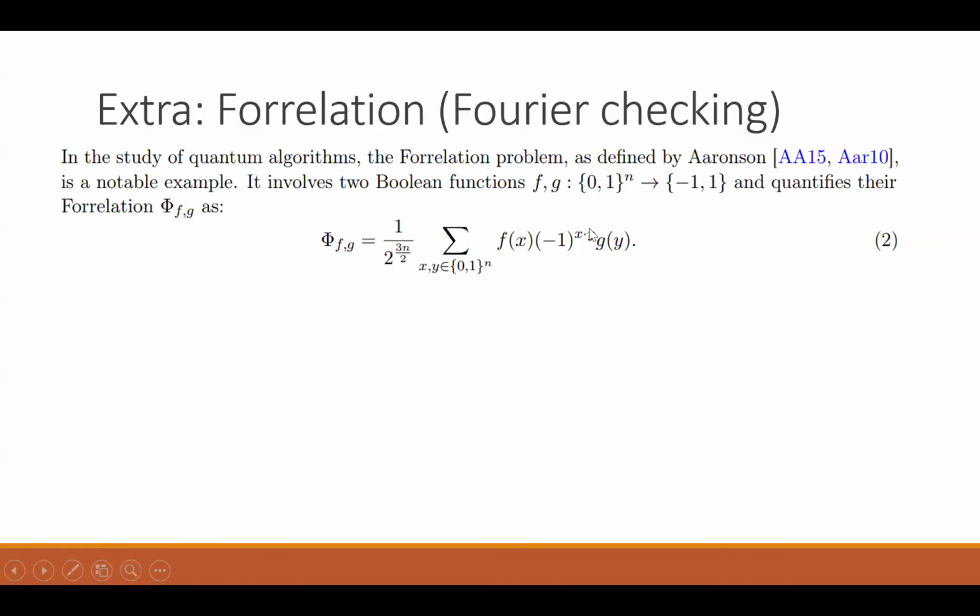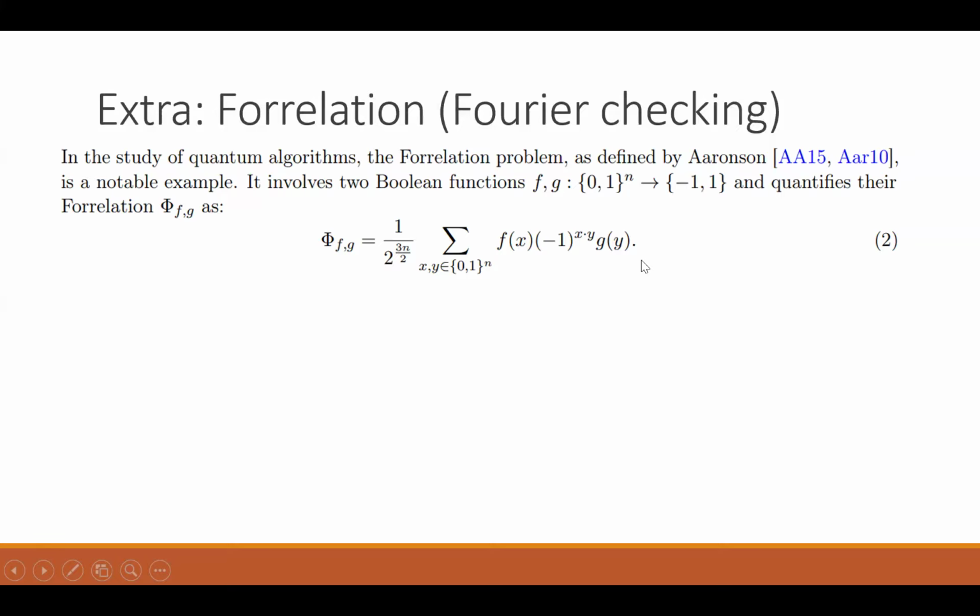Basically, in the previous three examples we discussed only one Boolean function, right? So let's consider two Boolean functions f and g. And since we are working with a phase oracle, I can just assume they map to -1 and 1. So I just use the phase oracle. And Forrelation is defined as follows: f of x, g of y, (-1) to the x dot y, and the sum over all n-bit Boolean strings.